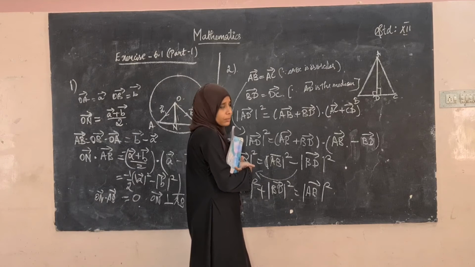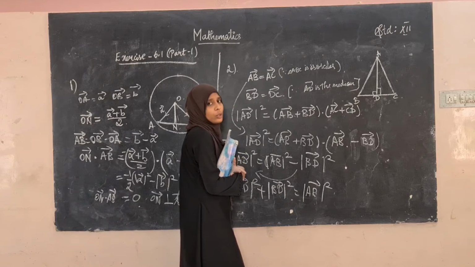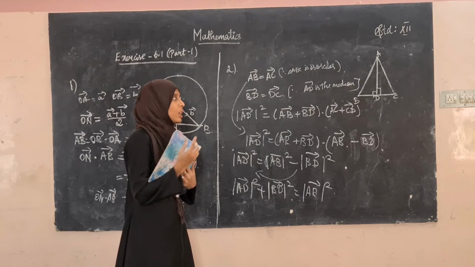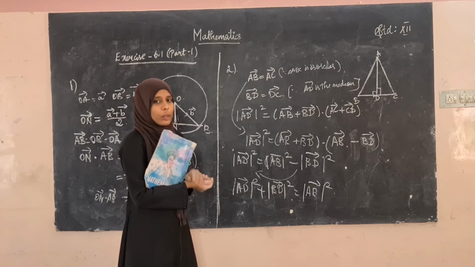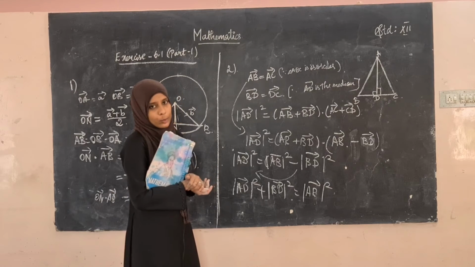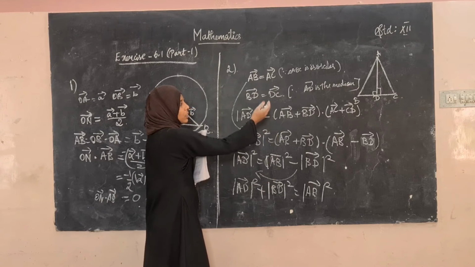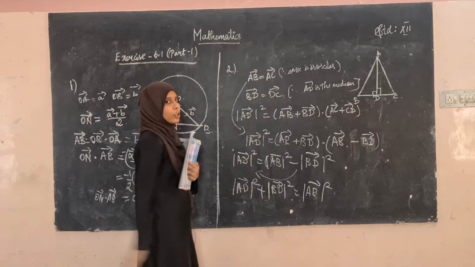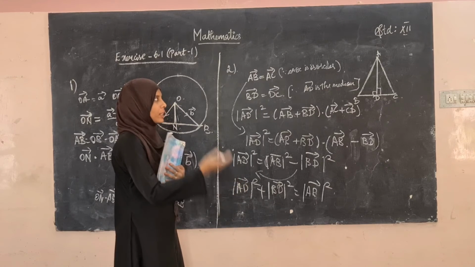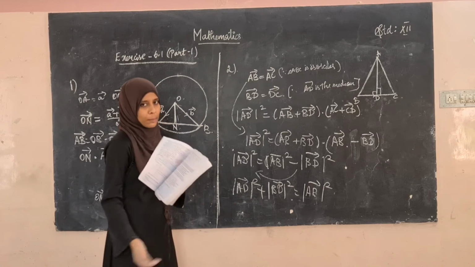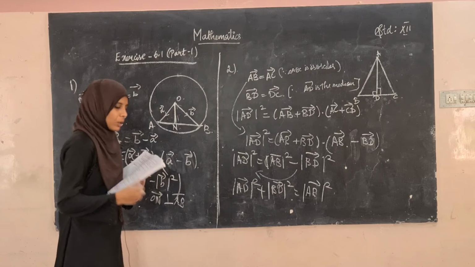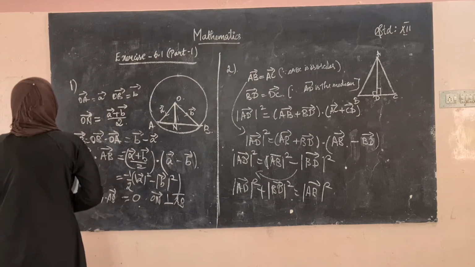The square of the hypotenuse is equal to the sum of the squares of the other two sides. So by Pythagoras theorem, we can say that AD is perpendicular to BD. If it is perpendicular to BD, we can say that AD is perpendicular to BC. You have to write these things. Okay, now let us see the third sum.